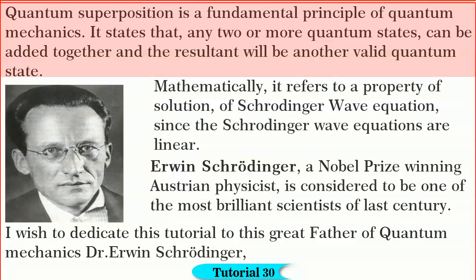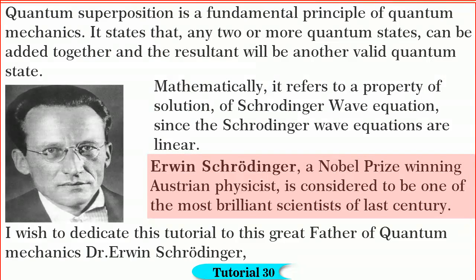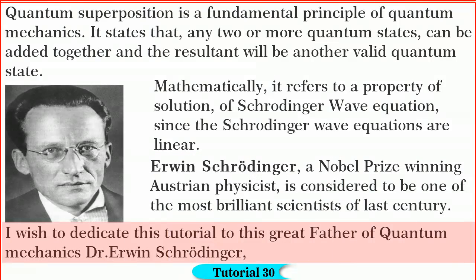It states that any two or more quantum states can be added together and the result will be another valid quantum state. Mathematically, it refers to the property of solution of Schrödinger wave equation. Since the Schrödinger wave equations are linear, the superposition can be applied. Erwin Schrödinger, a Nobel Prize winning Austrian physicist, is considered to be one of the most brilliant scientists of the last century. Friends, I wish to dedicate this tutorial to this great father of quantum mechanics, Dr. Erwin Schrödinger.